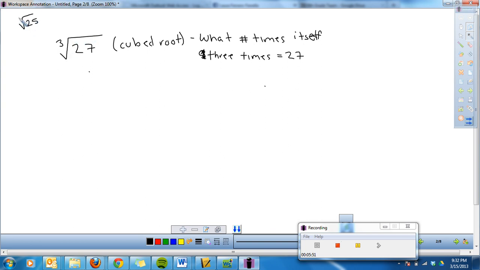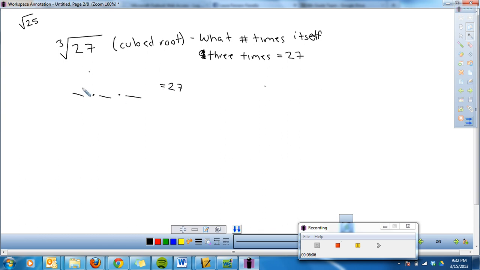And we assume there's a 2 here, but it's hidden. If it's a cubed root, the 3 will be there. So what it's asking us is what number can we multiply by itself 3 times and get 27?